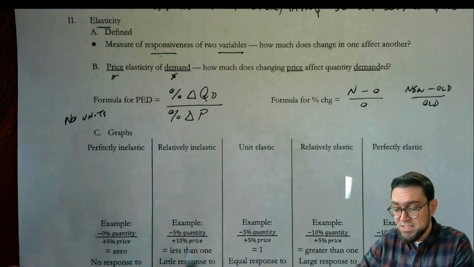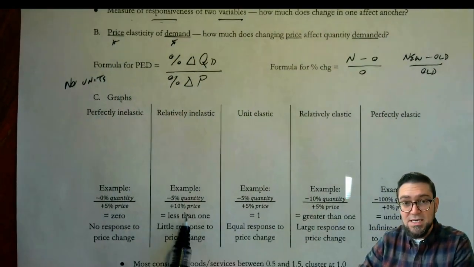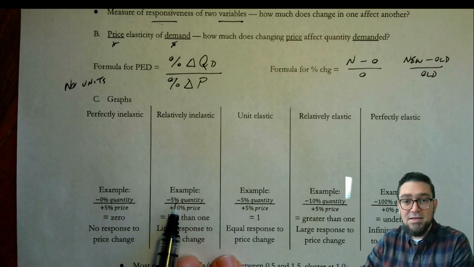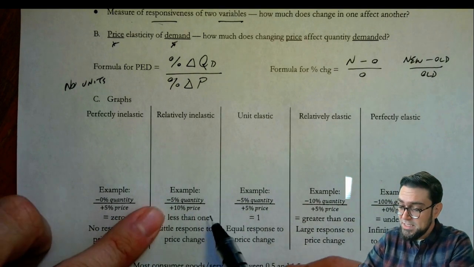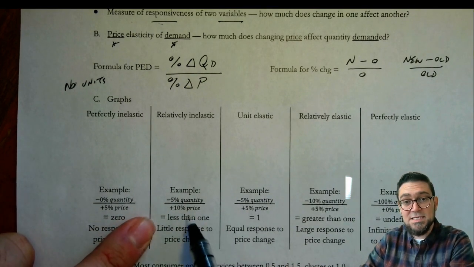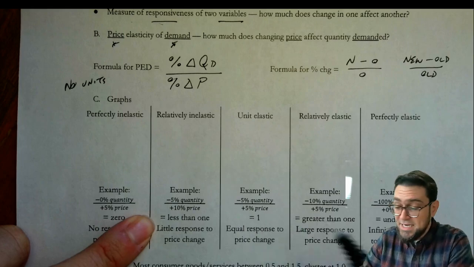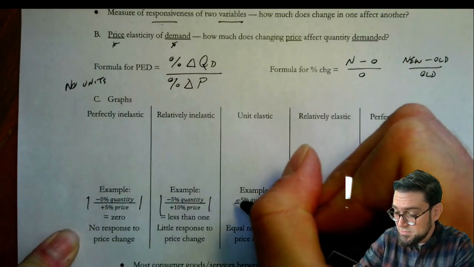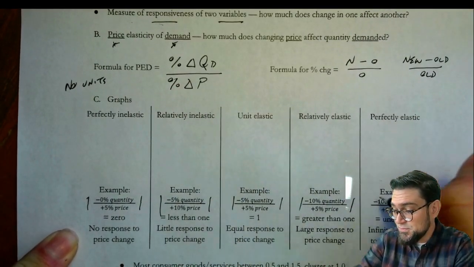It's just going to basically give us a value. And so down here, I've given you some interpretations. Let's say you had a negative 5% change in quantity in response to a 10% increase in price, that would give you a negative 0.5. We always give these as absolute values, just so we know. So these are always an absolute value.